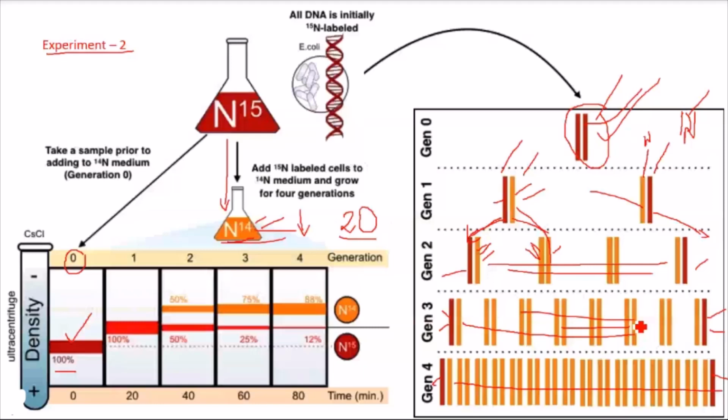Fourth generation பார்க்கறாங்க. So by this we come to know, on this side one strand is maintained, here one strand is maintained. So semi-conservative is the right approach in DNA replication. That's all. Okay. Good.